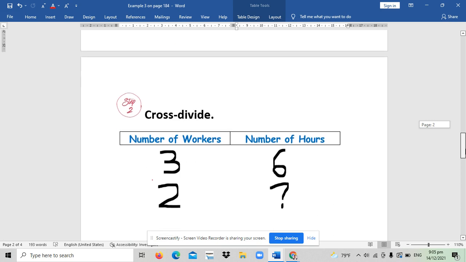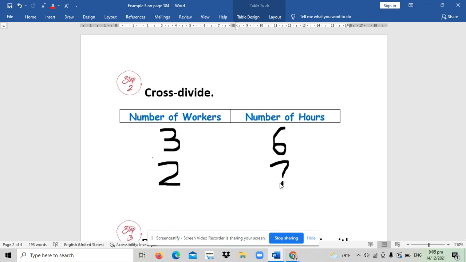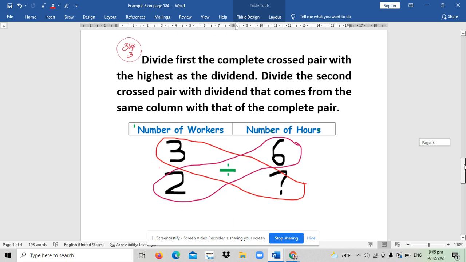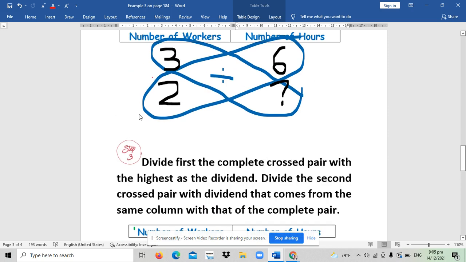The second step is to cross divide. When we say cross divide, you will divide the numbers that cross each other. We have 6 and 2, and then the question mark, the unknown number, and the 3. So we will divide them. Let us write first 6 divided by 2 and question mark divided by 3.